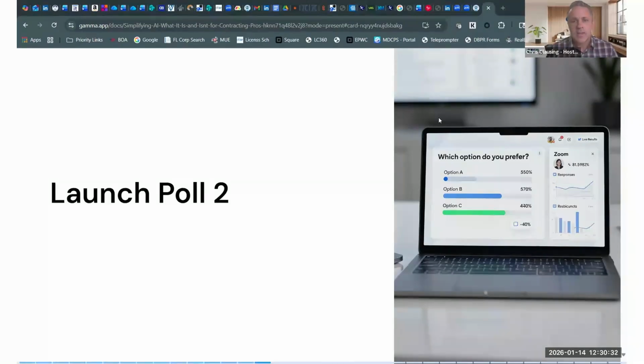Looks like we've got safety and risk management and cost estimation and budget control. I put those at the top because my hypothesis was that those would be the most popular. I'm going to end the poll here, and then we can share the results.